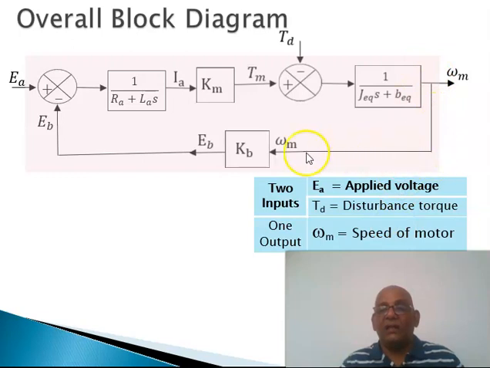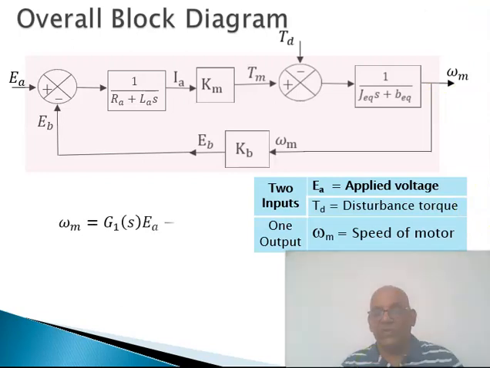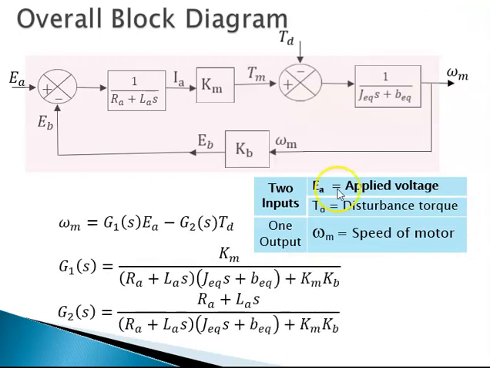You can see that there is an inherent feedback loop. All this is the feed forward direction. This is the feedback direction. There are 2 inputs, 2 arrows coming into the system boundary. One is EA, second is TD. If you simplify this block diagram, how to simplify we'll see later, you have omega m output is something multiplied by EA minus something multiplied by TD. So this G1 and G2 may be derived as shown over here.